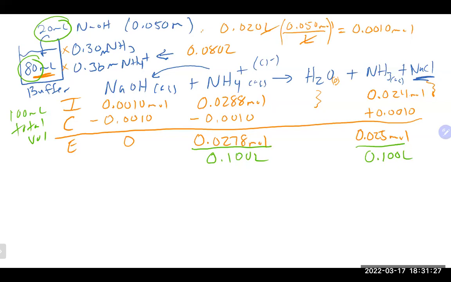And that will get us 0.25 molar and 0.278 molar, I believe, at that point. Any questions up to there? Yeah.